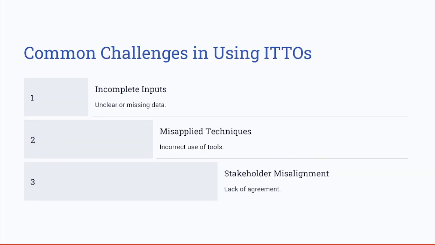Here are the common challenges that you might face when using these ITTOs in a wrong way. Common challenges include incomplete inputs or the misapplication of tools. For instance, failing to involve key stakeholders during the cost planning can lead to unrealistic budgets. Addressing these challenges involves proactive communication and continuous alignment with the project goals.